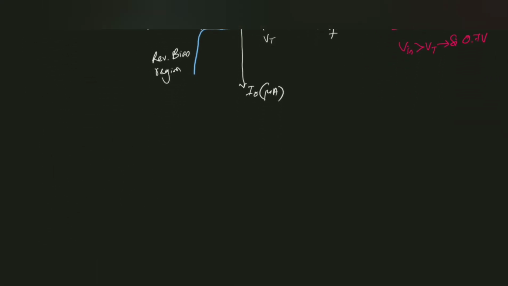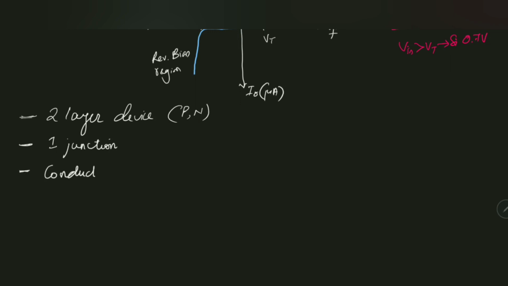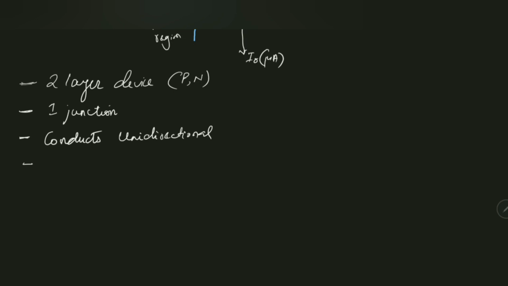So, as far as the PN junction diode is concerned, there are some points you have to remember. Your PN junction diode is a two-layer device, one P type and one N type layer, and since the two layers form one junction, it is a two-layer, one-junction device, and it conducts only in one direction. So it conducts unidirectionally. Unidirectional means only one direction. So you can say the PN junction diode is a unidirectional device. For conduction, only forward bias is allowed.